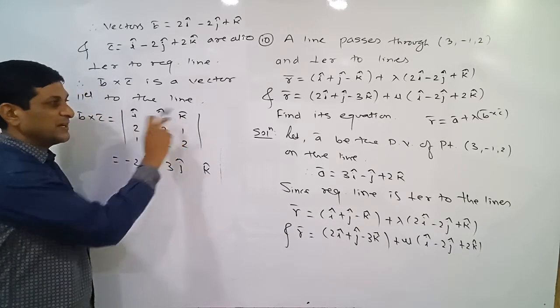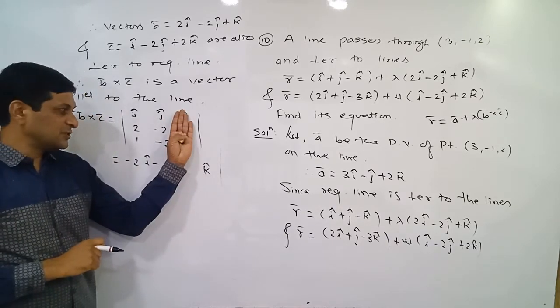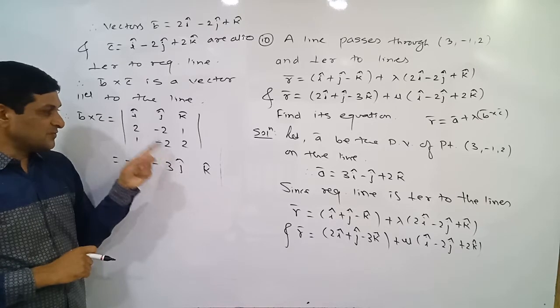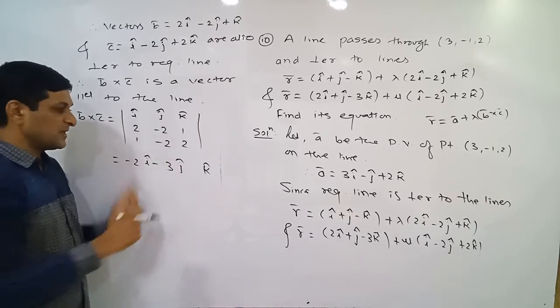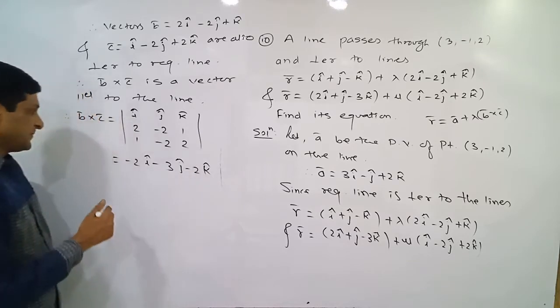Lastly, let us find the coefficient of k cap. Delete this column. This product is minus 4 minus minus, meaning plus 2. Minus 4 plus 2 equals minus 2.